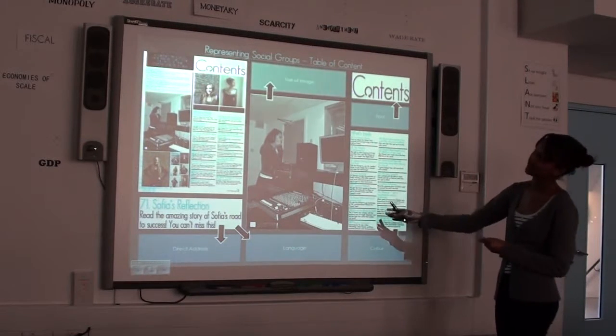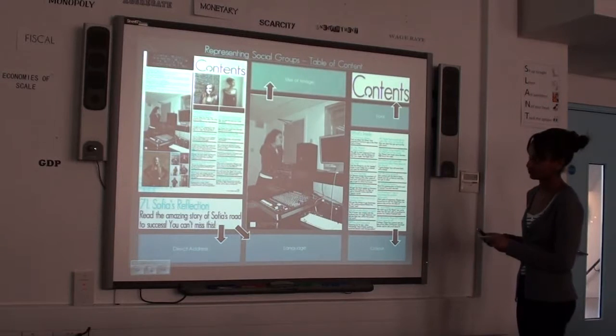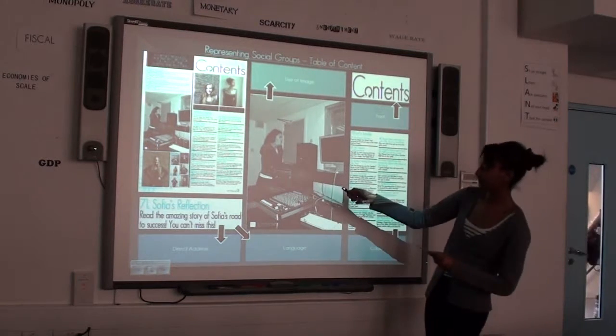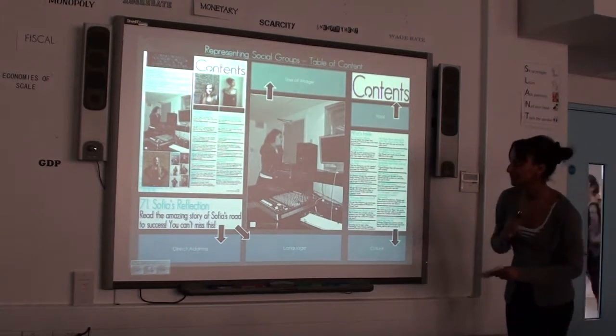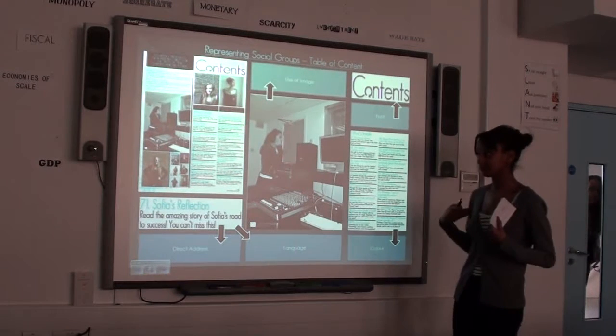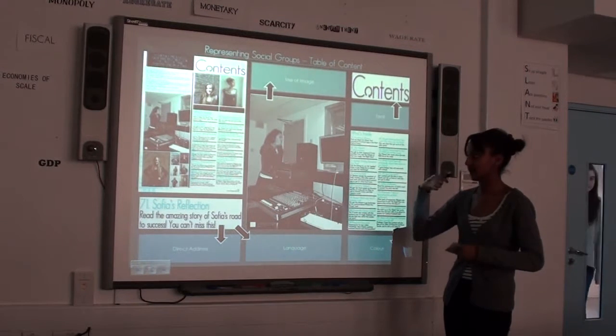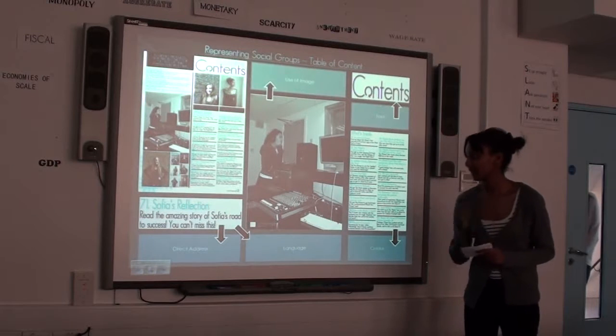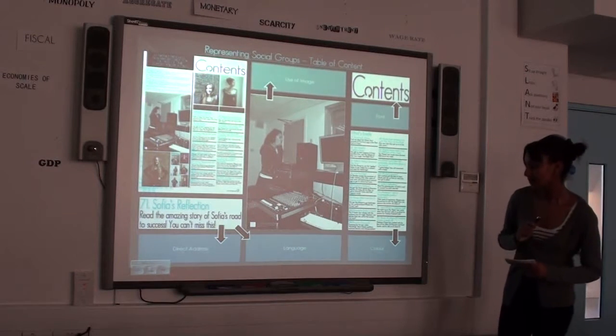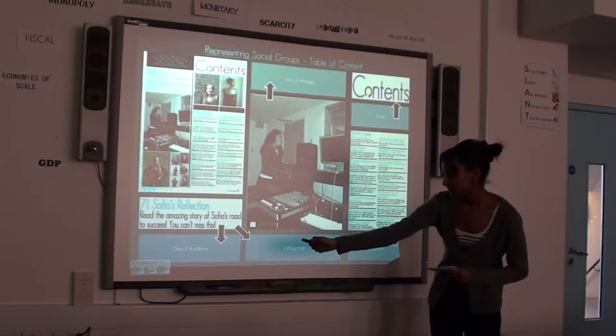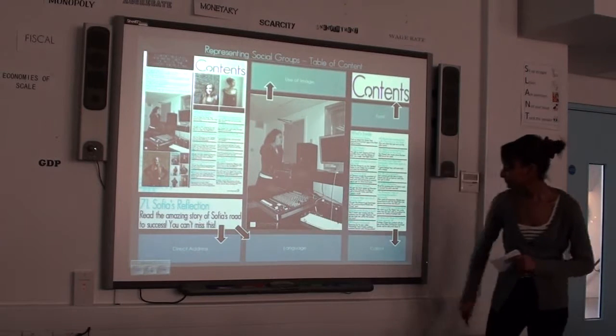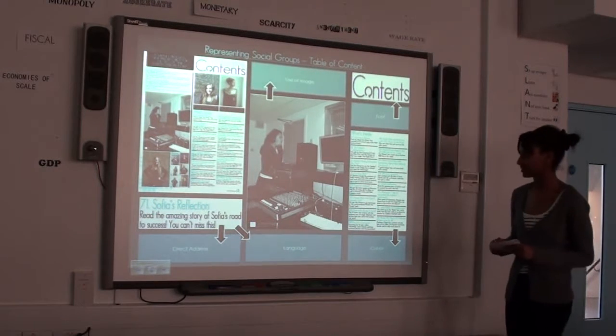This is my table of content, and it represents social groups because the use of image here is of my model, Nicole, and she's wearing a hoodie, which also identifies my genre of music, which is R&B and hip-hop origin. It uses direct address when it says, "You can't miss this," and the language is clear and straightforward.